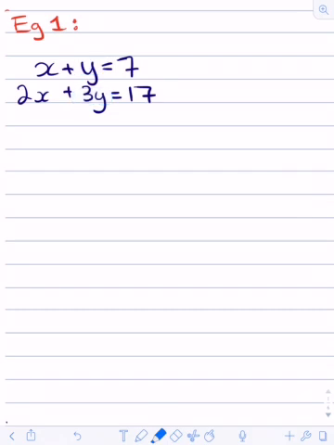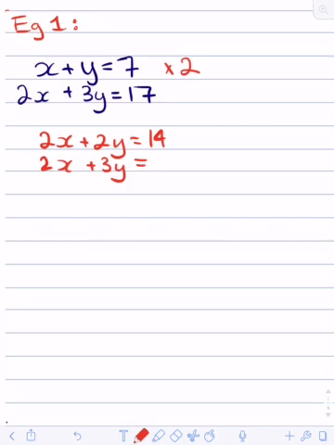Today, we're just going to make the x's the same. So let's start with the x. In order to make the top the same, I have to multiply the whole line by 2. You can think of it as similar to equivalent equations, where the whole thing has to be balanced. So if I times one thing by 2, I have to times everything in that line by 2. So this becomes 2x plus 2y equals 14. Only the top changes. The bottom one stays the same. So the bottom one is going to remain as 2x plus 3y equals 17.